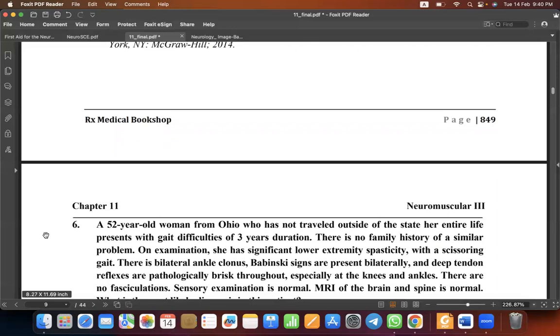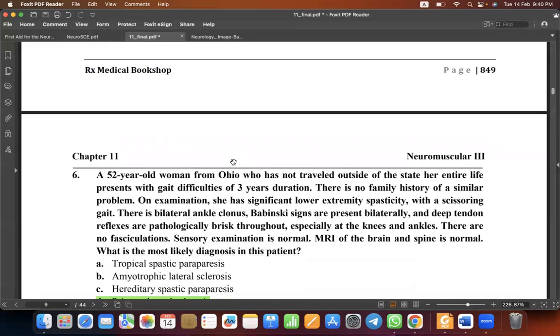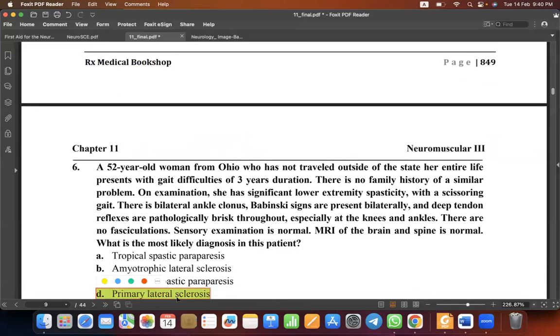So, a 52-year-old woman comes from Ohio who has not traveled outside the state in her entire life. She likes to stay at home as well. She is having gait difficulty. Extremely sorry, I'm going to omit it also.